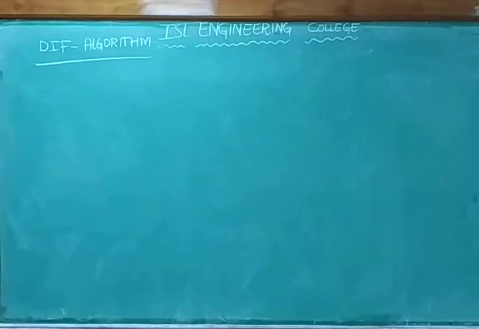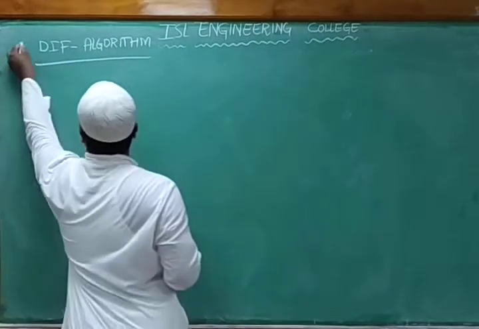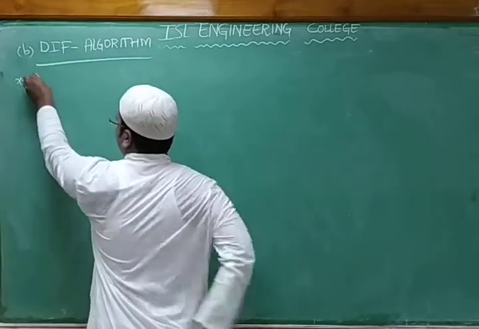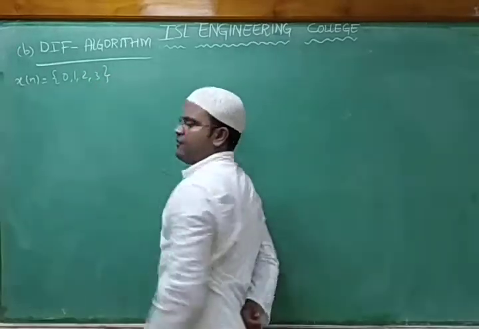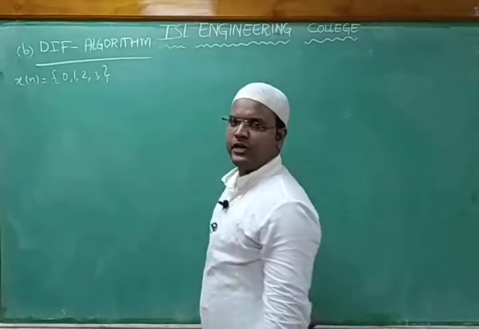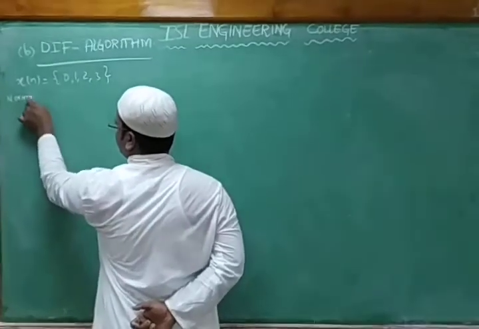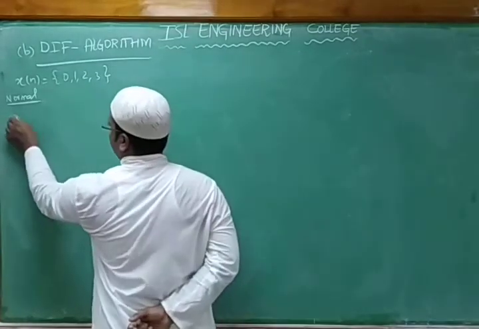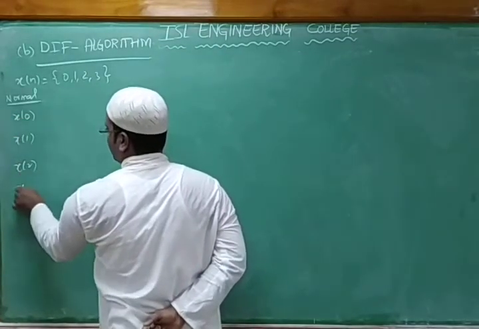Likewise, we will solve for the second bit. In that second bit, what is asked? They asked to find by using the DIF FFT algorithm for 4 points. Same sequence, x of n, what we had? It's nothing but 0, 1, 2, 3. For the DIF FFT algorithm, what is the first step we need to write? We have to write that the input is in normal order. Previously, what we have done for DIT, it is in bit reverse order. What is the normal order? X of 0, x of 1, x of 2 and x of 3.